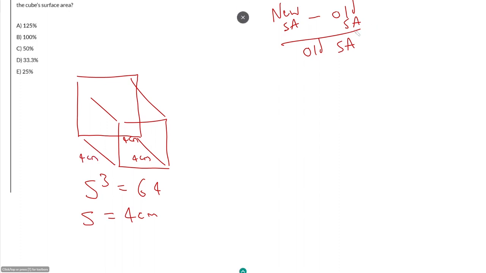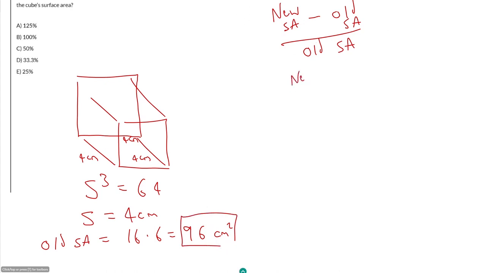So from this, we should be able to get the old surface area. So the old surface area, each of our squares has an area of 16, 4 times 4. Since we have 6 of them, our surface area should be 96 square centimeters. So we can plug that in, and without doing much work, we got 2/3 of our fraction filled out.